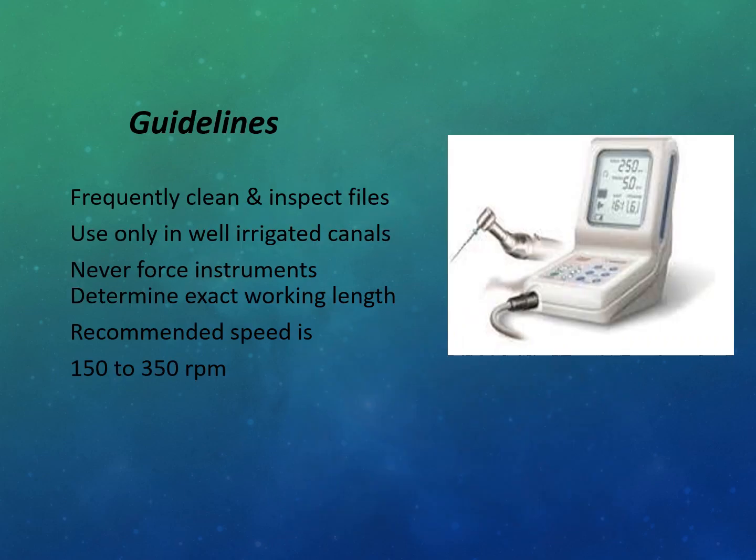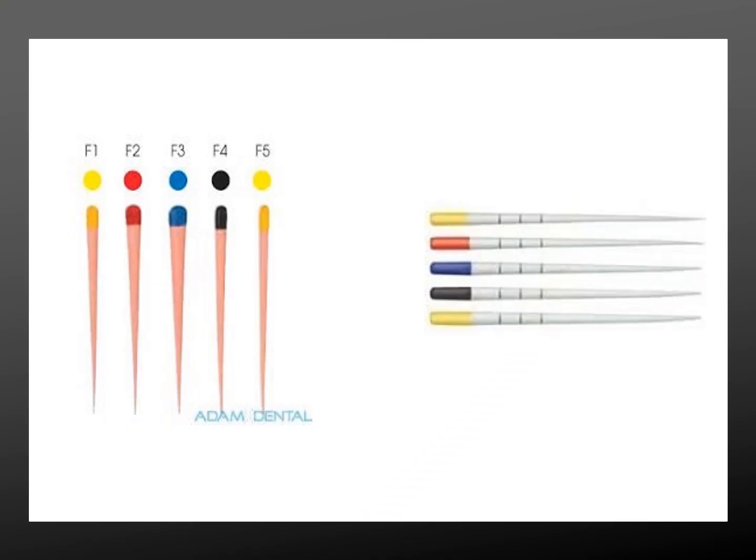And the time consumption when you work with manual files compared to rotary is much less in rotary. The guideline is to frequently clean and inspect files after use. This guideline is for all files, irrespective of whether rotary, hand file, stainless steel or K file. Use only in well irrigated canals, never force instruments, and determine the exact working length. Recommended speed is 150 to 350 RPM. RPM is rotations per minute, so you should not exceed the speed. So these are the guidelines.